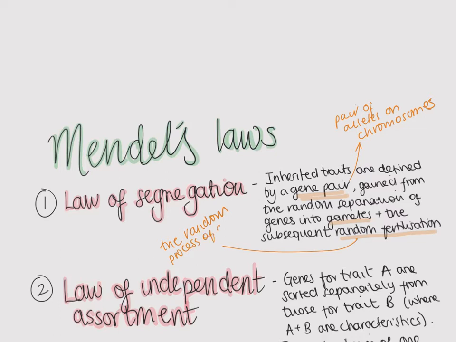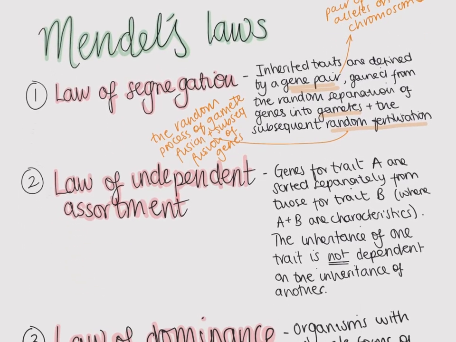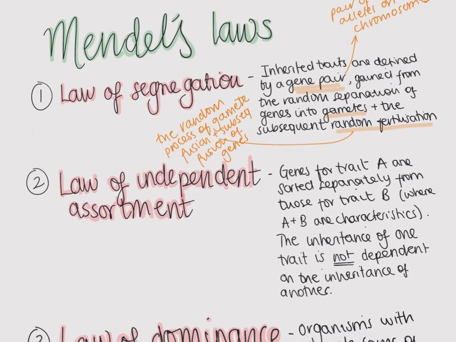But random fertilisation is the random process of gamete fusion and subsequent fusion of genes. So we're talking about a random sperm and a random egg coming together, and the random genes, the random alleles that they've got in that sperm and that egg coming together to form you or another organism.